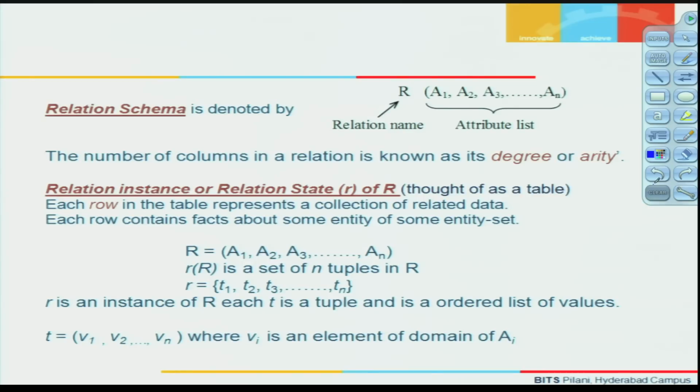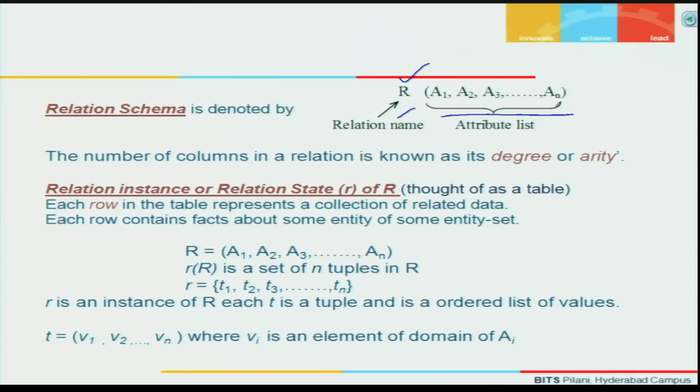The relation schema is denoted like this, in its general form: R is the name of the relation, and these are the list of attributes. The number of columns in a relation is known as the degree or arity of the relation. In the previous example with the Employee relation, the arity or degree of the relation is 3, since it had 3 columns or 3 fields.